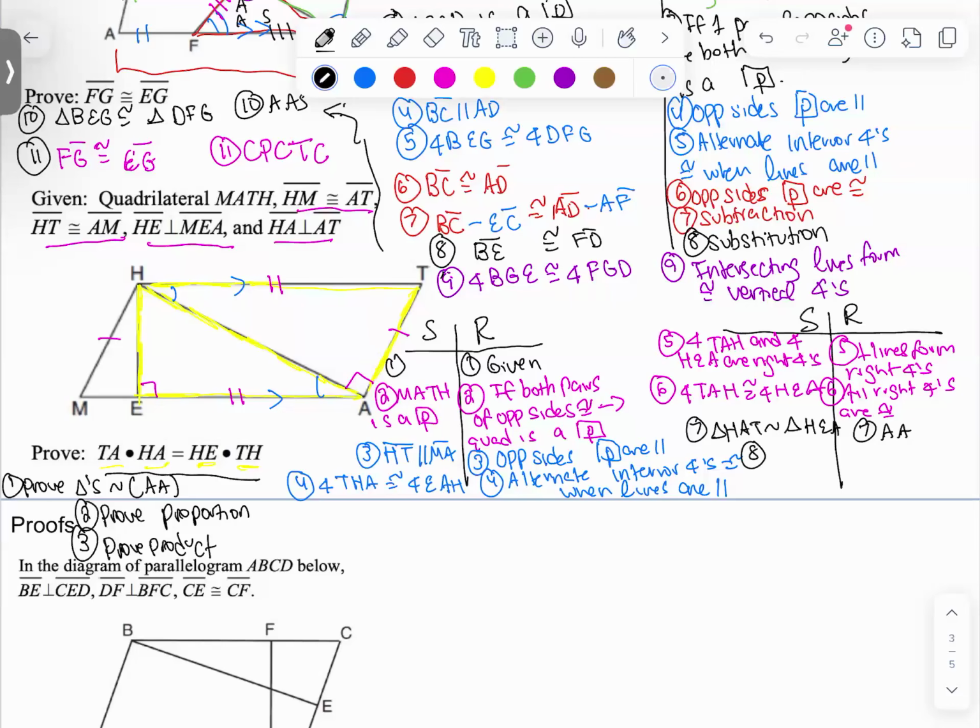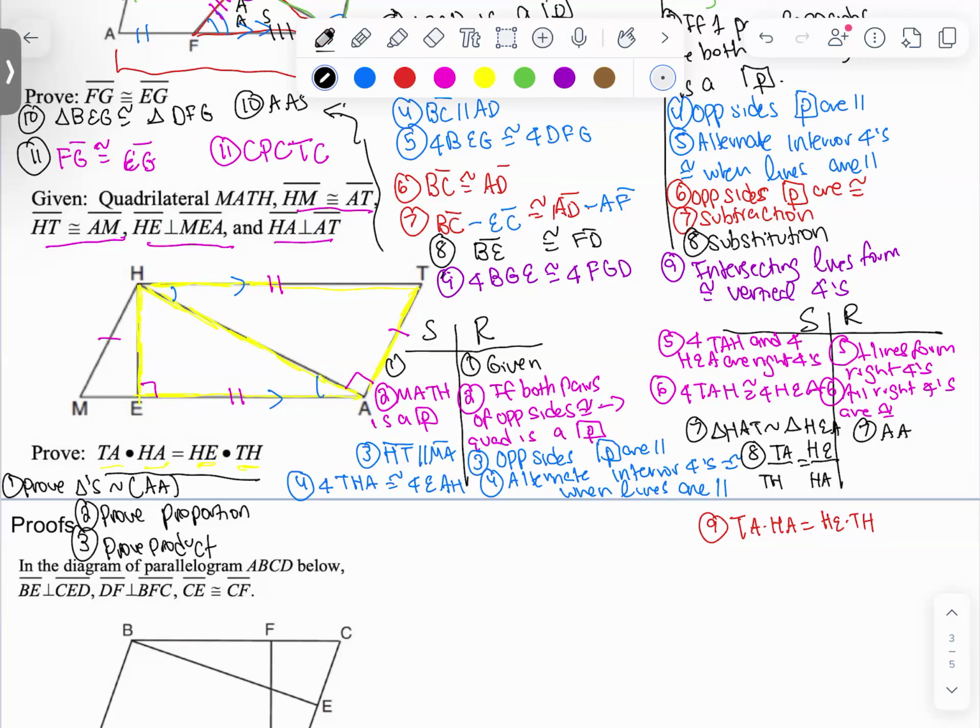And now, following our plan from the beginning, we can prove a proportion involving the segments from the proof statement. When you put the segments from the proof statement into your proportion, just double check that they cross multiply to give you the proof statement. I'm going to double check that right now. I'm going to put step 9 down here. When I cross multiply, I get TA times HA. So far, so good. HE times TH. Always double check. It's very easy to mess that up.